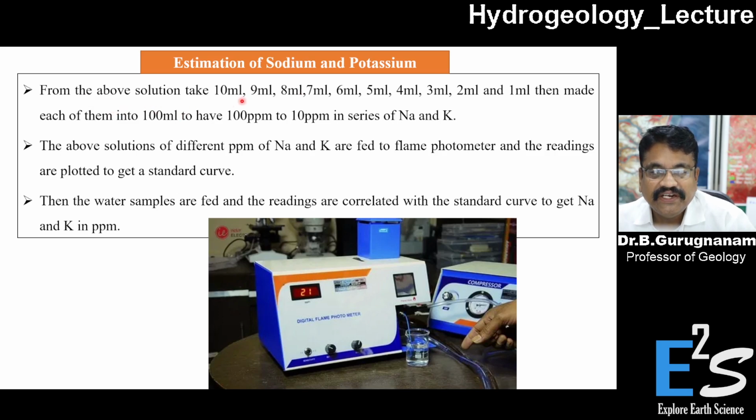From the above solution, take 10 ml, gradually reducing up to 1 ml. It means 9, 8, 7, 6, 5, 4, 3, 2 and 1 ml. Then make each of them up to 100 ml to have 100 ppm to 10 ppm in series of sodium and potassium. The above solutions of different ppm of sodium and potassium are the samples you are keeping, and you are now feeding the samples through the flame photometer, and the readings are plotted against the standard curve. Then the water samples are fed and the readings are corrected with the standard curve to get sodium and potassium in ppm.